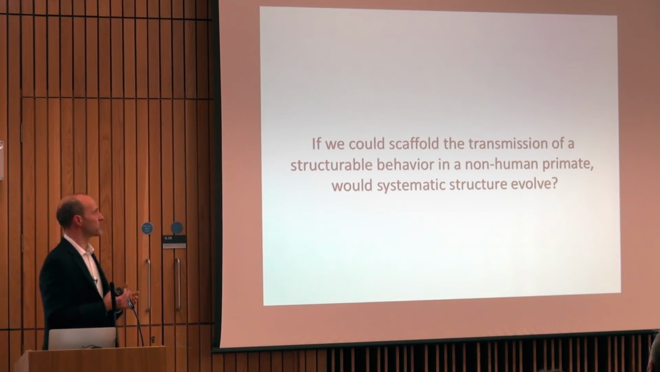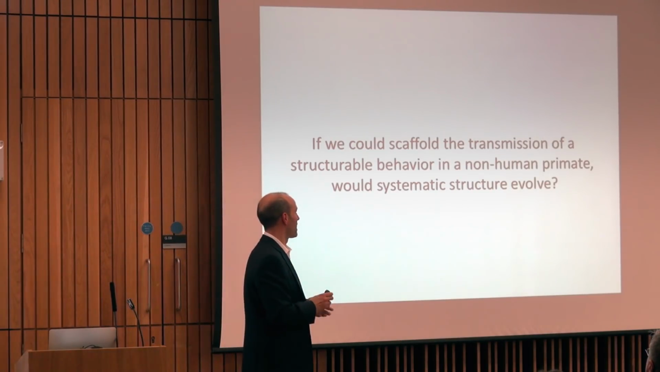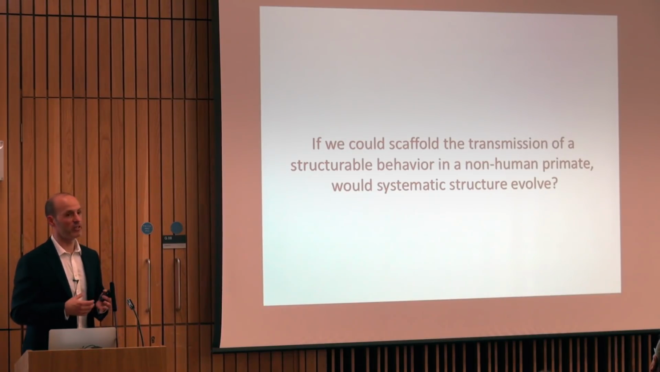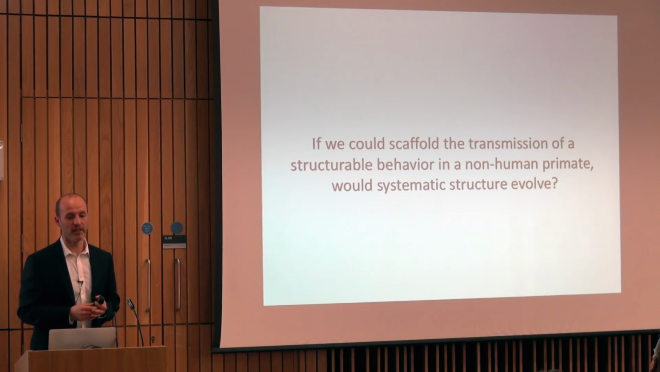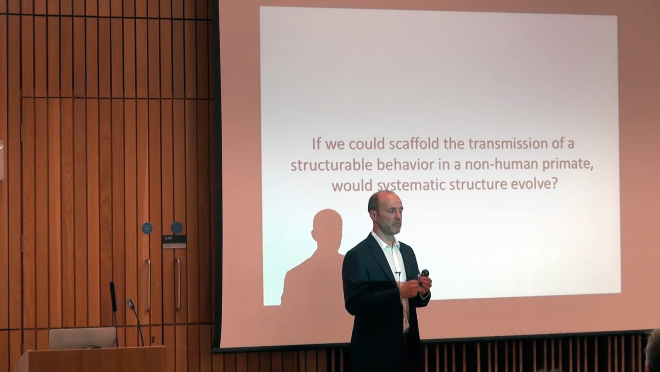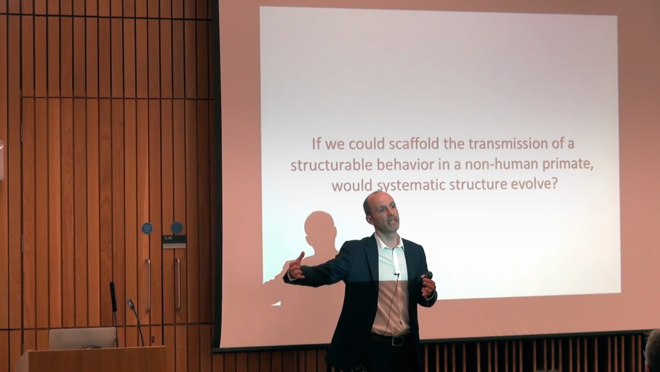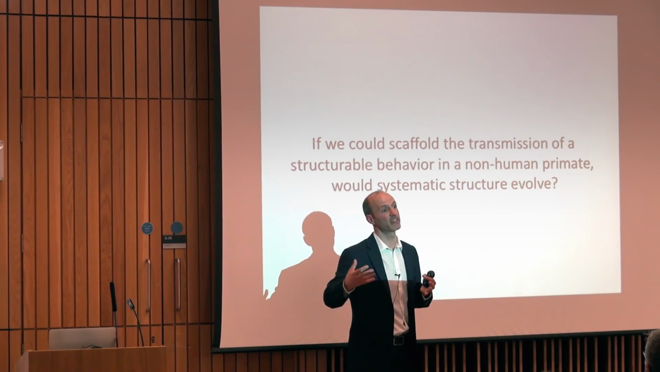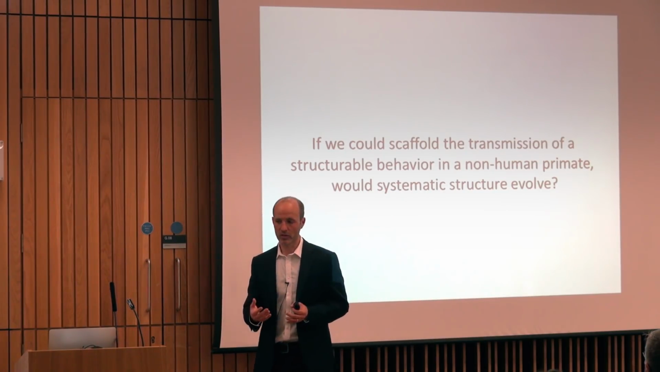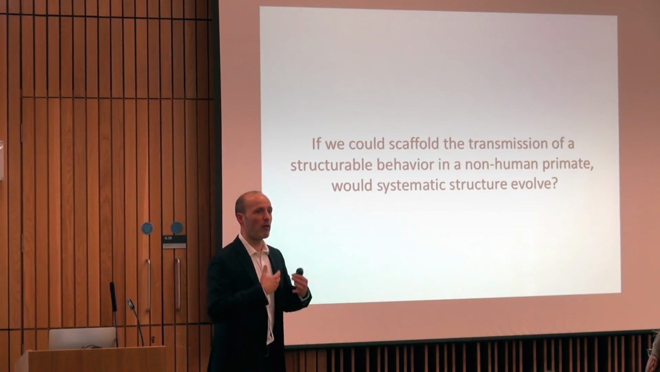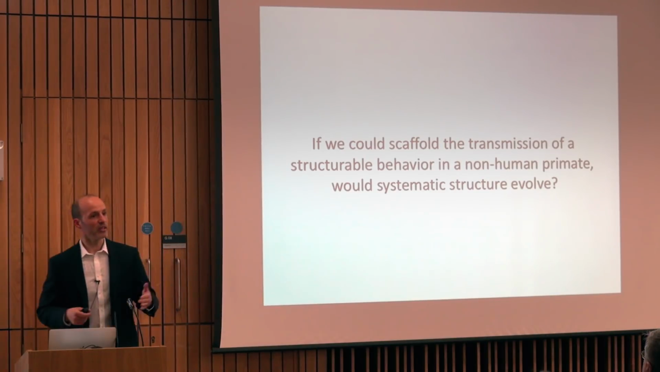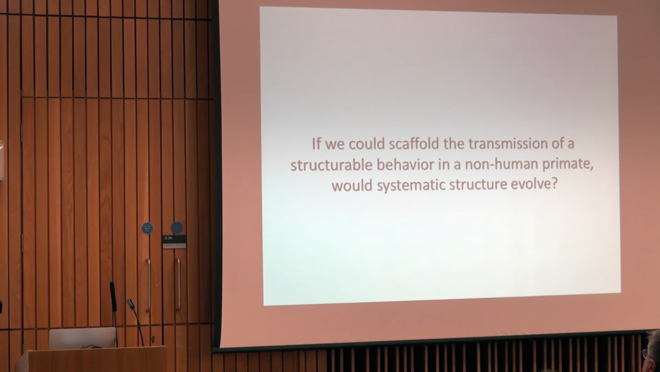Okay, what that also suggests, and this is the last experiment I want to show you, is that if we could scaffold the transmission of structural behavior in a non-human animal, say a primate, then systematic structure should kind of automatically evolve. So our claim is that the big evolutionary innovation is the ability to transmit behaviors from individual to individual, the right kinds of behaviors. And once you have that in place, then you kind of get structure for free. And if so, then we should be able to find another animal and help them out, scaffold this transmission process, and then get structure to develop for nothing, just as a result of transmission of that behavior.